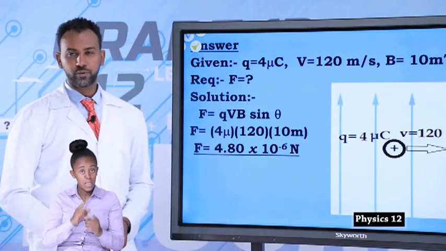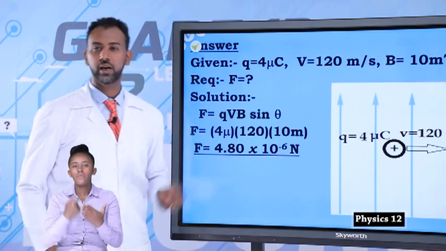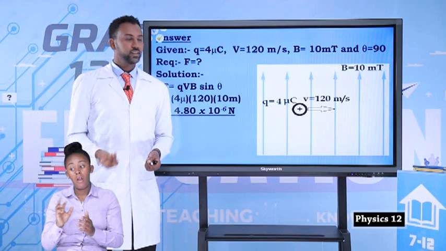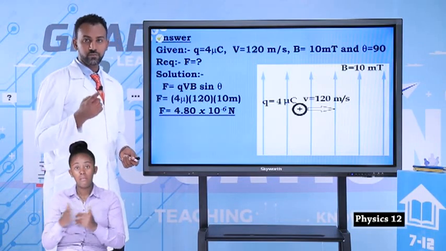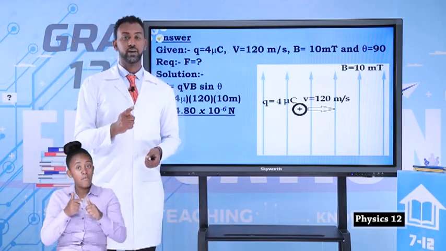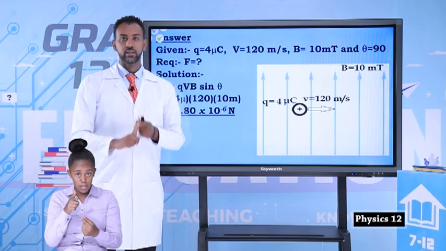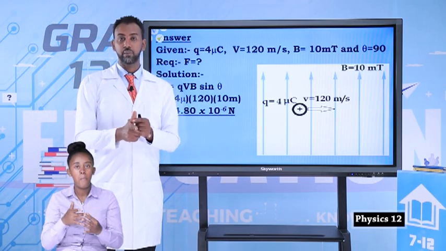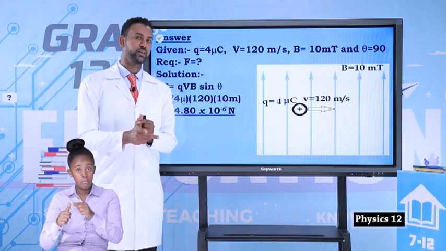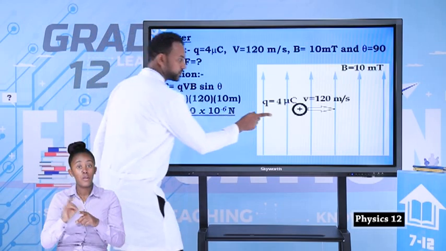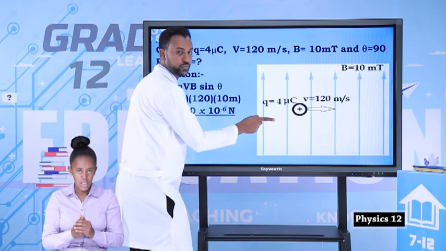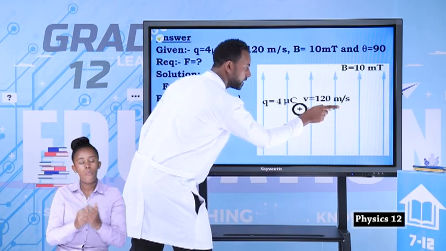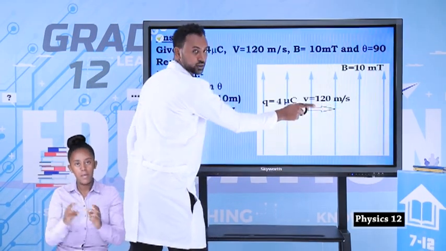What is the direction of the force? This is the magnitude. Now you have to use your right hand rule. The right hand rule states that first you point your index finger to the direction of velocity, then your middle finger to the direction of the magnetic field. Your thumb always points to the direction of the magnetic force. In this case, the velocity is in the direction of the positive x-axis. The magnetic field is acting upward.